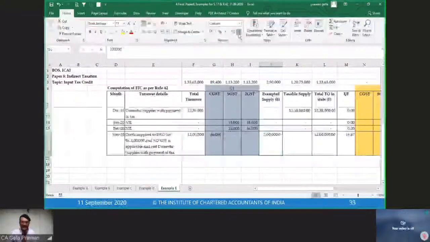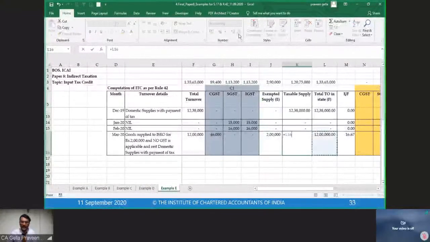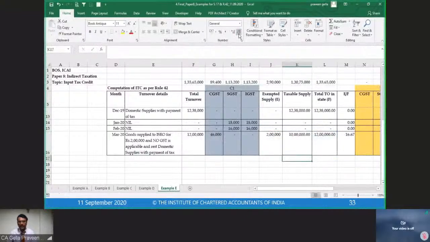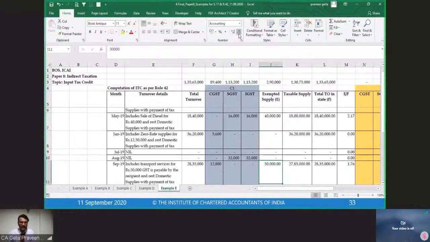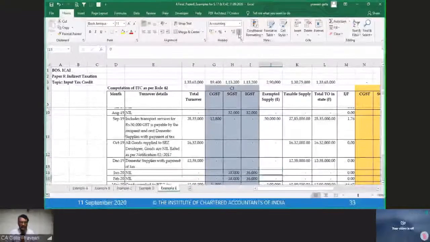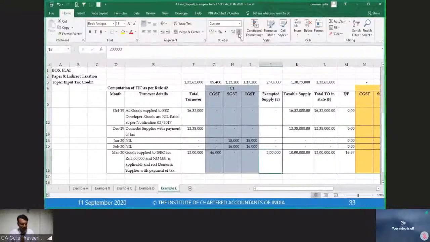Once I say 2 lakhs is my exempt supply, my taxable supply is total turnover minus this one, taxable turnover. So friends, what I've done is calculate my exempt turnover on a monthly basis. For the month of May, 40,000. For the month of September, 50,000. For the month of March, 2 lakhs. This is my exempt turnover from example E. Let me quickly see if there are any further questions.